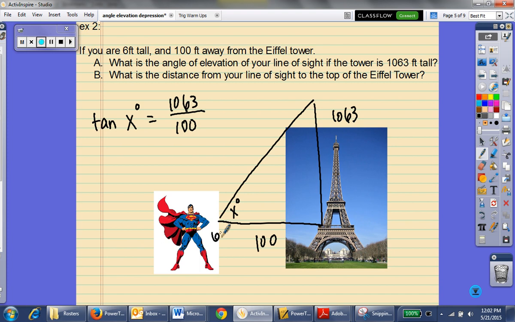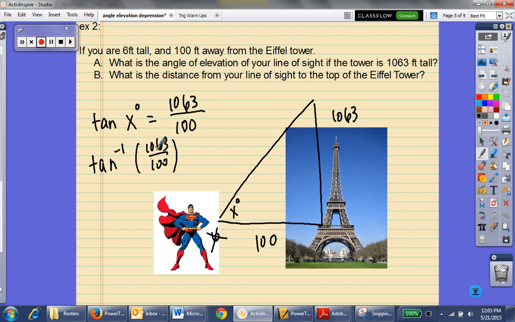In this case, I'm going to ignore that our height is 6 feet tall, and I'm just going to pretend that we're actually looking from the ground level. If you wanted to include that you're 6 feet tall, you could just subtract 6 feet from 1063 and get our elevation from that point. Because we're trying to find the angle measure, we need to use the tangent inverse function.